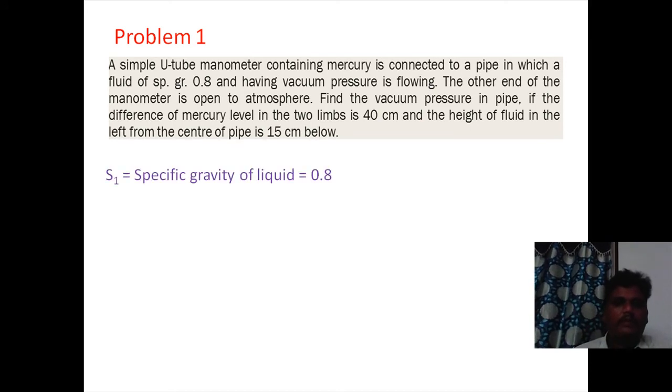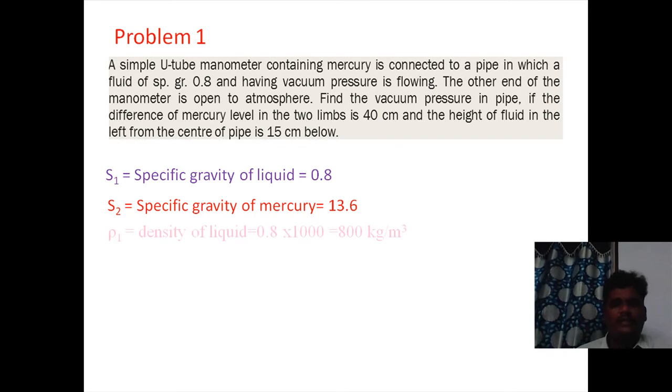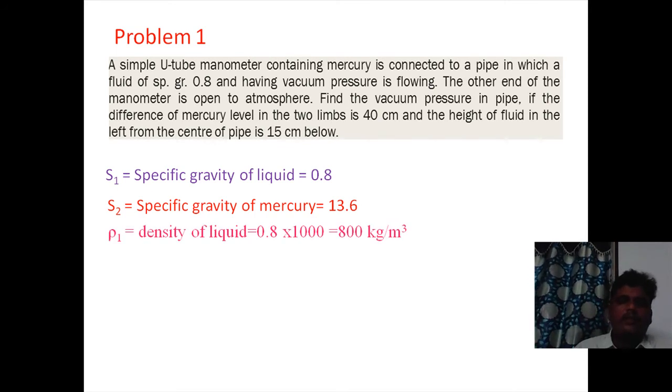The specific gravity of liquid is given as 0.8. Specific gravity of mercury is 13.6. It is constant. Whenever it is not given, we have to remember it. Next, density of liquid. How can you get the density of liquid? We multiply 0.8 with density of water, which is 1000. We know that specific gravity is equal to density of liquid by density of water. From that, density of liquid is equal to specific gravity multiplied with density of water. We get 800 kg per meter cube.